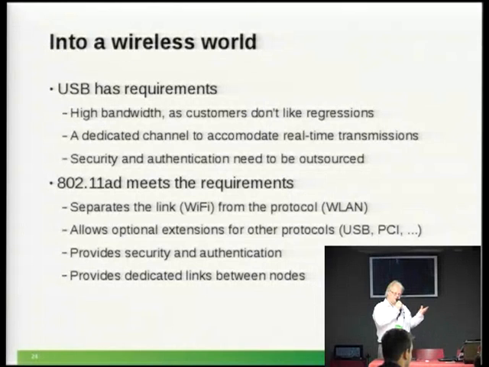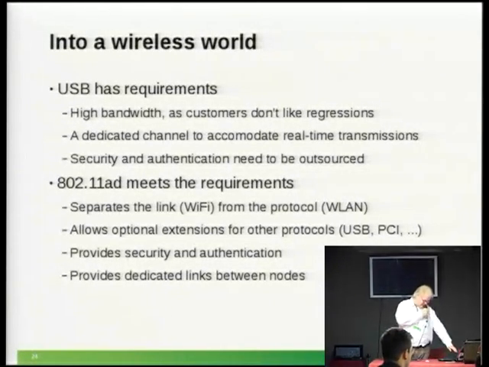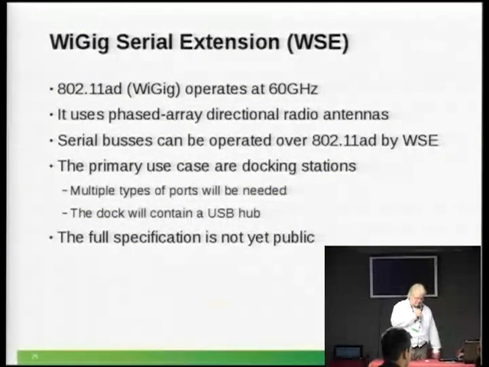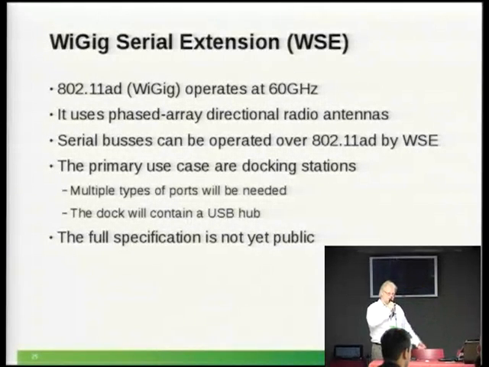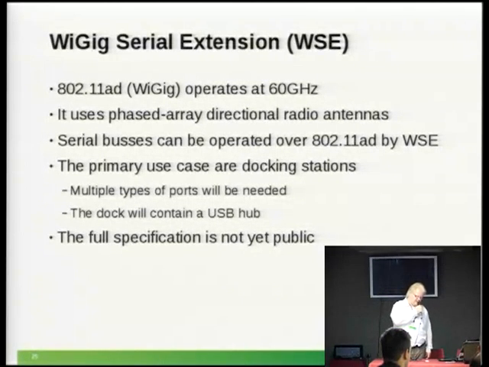It allows you to do something else but wireless LAN over the Wi-Fi link. It provides its security like every form of Wi-Fi, and it has a dedicated link between its nodes. It does have access points, yes, but you don't need to use them. It operates at 60 gigahertz. It uses a directional antenna, yes. Electronically, you can switch the beam by using a phased array antenna. You can run a serial bus over it by an extension.